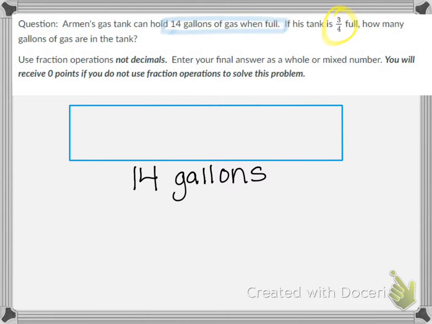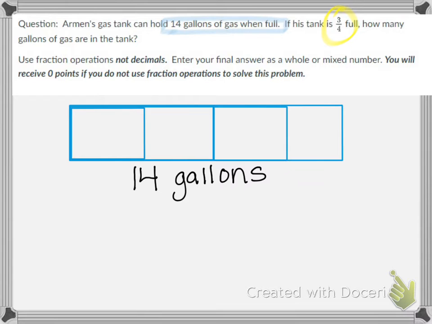So that means if I were to break his whole gas tank up into 4 equal parts, 3 out of 4 of those are full. So let's do that. Let's break it into 4 equal parts. So first I'm going to split it in half. That will give me 2 equal parts. Then I'm going to split each half in half to get 4 equal parts.